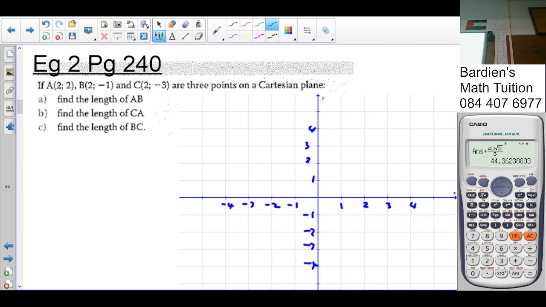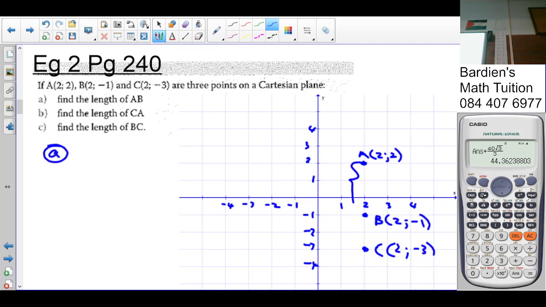Okay. A, which is 2 and 2. So x is 2, y is 2. B, which is 2 and negative 1. This is 2 and minus 1. C, which is 2 and minus 3. Those are three points of the Cartesian plane. Question says find the length of AB.